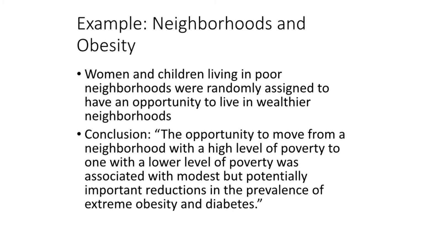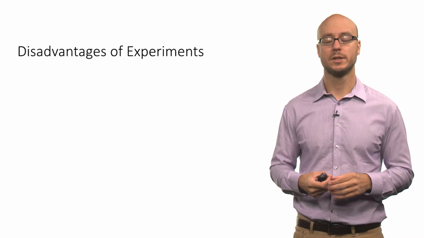As a result, they conclude the opportunity to move from a neighborhood with a high level of poverty to one with a lower level of poverty was associated with modest but potentially important reductions in the prevalence of extreme obesity and diabetes. So they could make this claim about cause and effect, the cause being living in a poor neighborhood and the effect being obesity and diabetes levels. They could make this claim because they were applying some kind of intervention to the world.